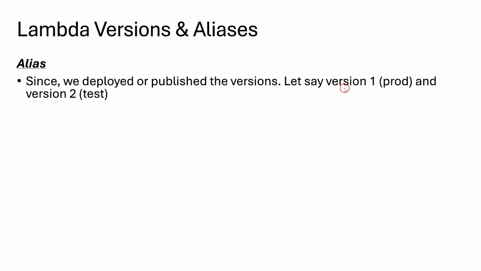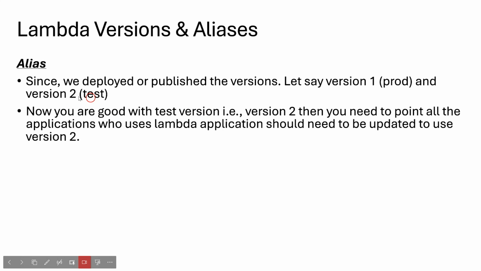So you created two versions. Version 1 is the previous one which is already being supplied to the users, and version 2 is the latest one and it is in the test phase. Once the test is good, we are going to deploy that in production. Now you are good with the test version. Now you are good with version 2, and then you need to point all the applications. Applications that use Lambda need to be updated to use version 2. Since all our users were using version 1 previously, that is the production version, and version 2 is now the test version, and we are good with the test version now.